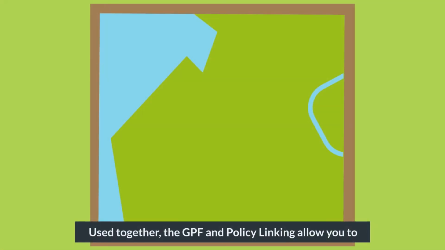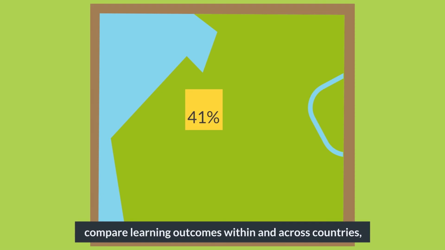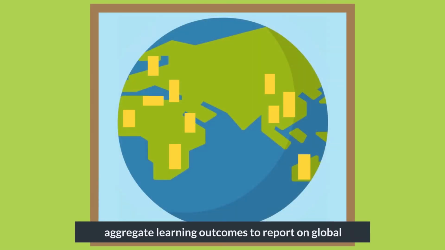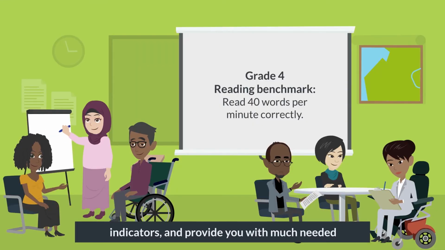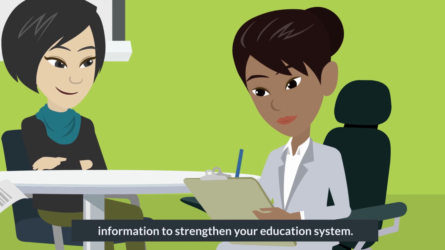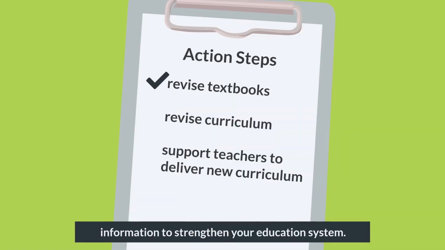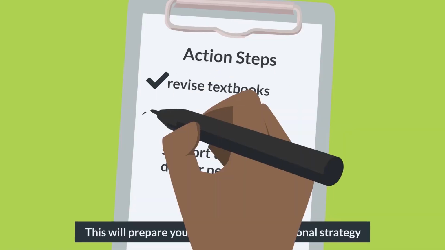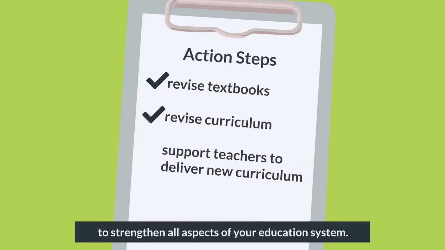Used together, the GPF and policy linking allow you to compare learning outcomes within and across countries, aggregate learning outcomes to report on global indicators, and provide you with much needed information to strengthen your education system. This will prepare you to develop an educational strategy to strengthen all aspects of your education system.